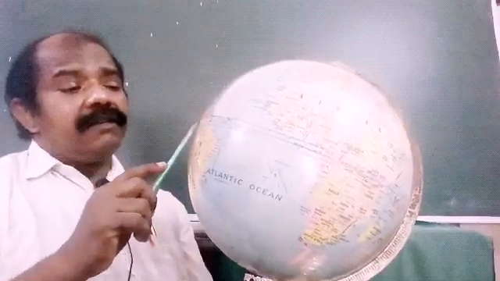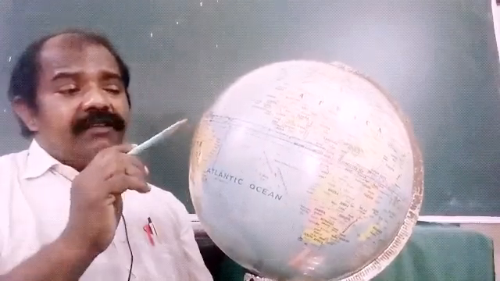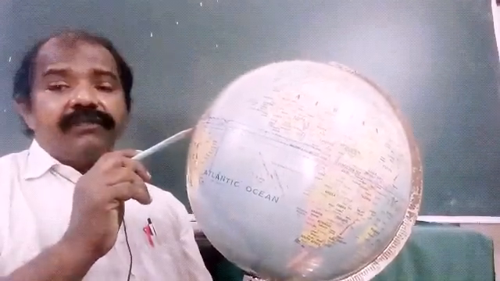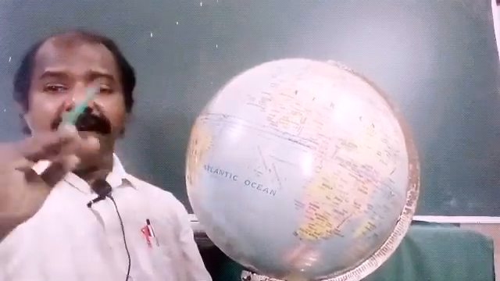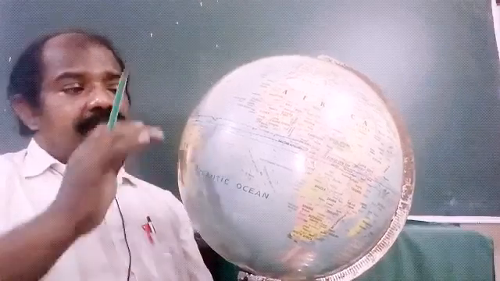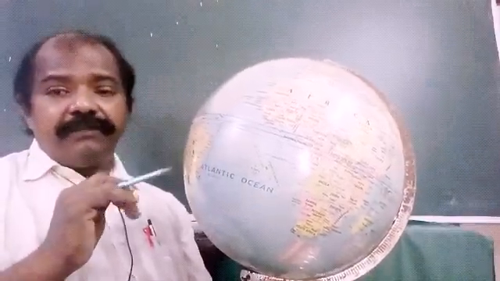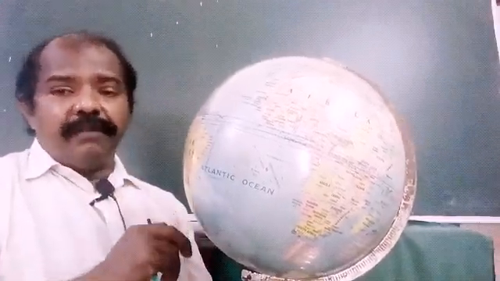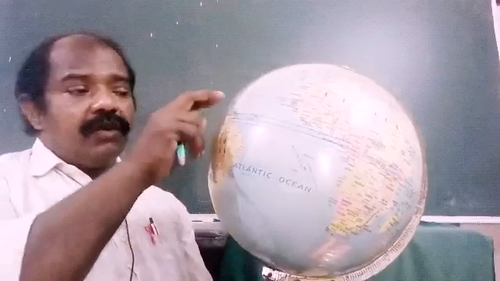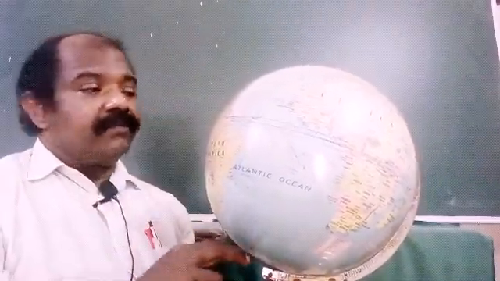And if we cut the globe at the center, at the equator, we get a hemisphere. Hemisphere means a half sphere. The upper half sphere is called the northern hemisphere. The lower half sphere is called the southern hemisphere. So northern hemisphere and southern hemisphere.